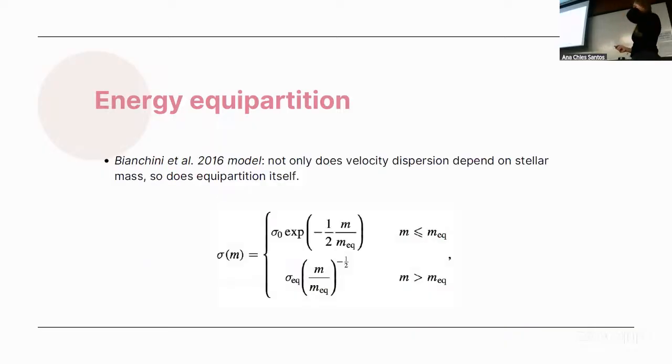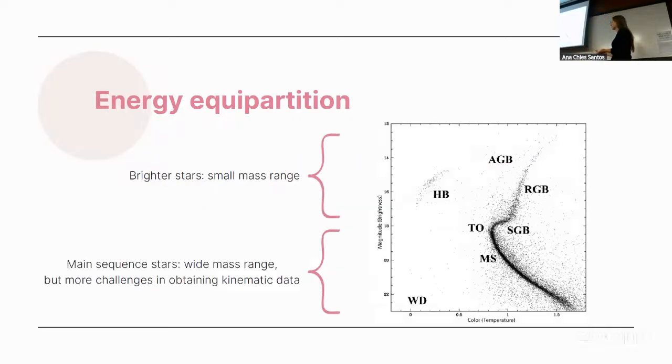The other set of models that we use is this one by Bianchini et al. 2016. It says that not only velocity dispersion depends on stellar mass, but also equipartition itself. So we have this parameter called equipartition mass. If the mass is larger than the equipartition mass, it means that they are in equipartition. And if it is smaller, it is in partial equipartition.